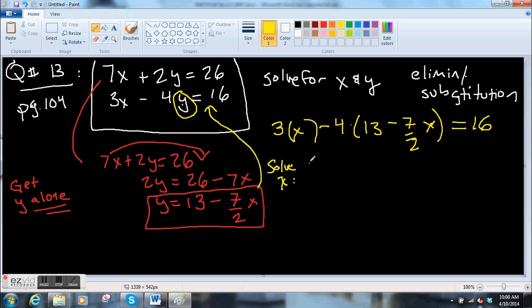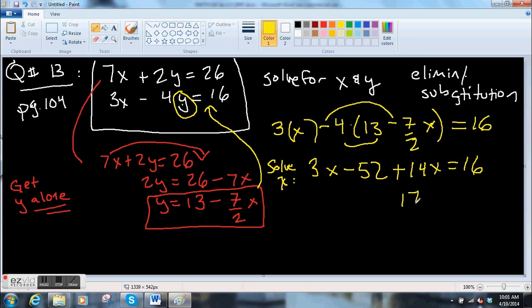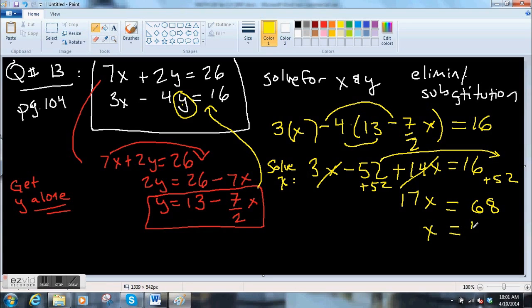First you get y alone, then you solve for x. So we have 3x minus 4 times 13 is 52, plus, because I have minus times minus, plus 4 times 7 divided by 2, or 7 times 4. So you can think of that as 7 times 2, 14x equals 16. So you get 17x, because I add the 14x and the 3x. Bring the 52 over to the other side, so you're adding 52 to both sides. 17x equals 68, and that means x equals 4, because I did 68 divided by 17.